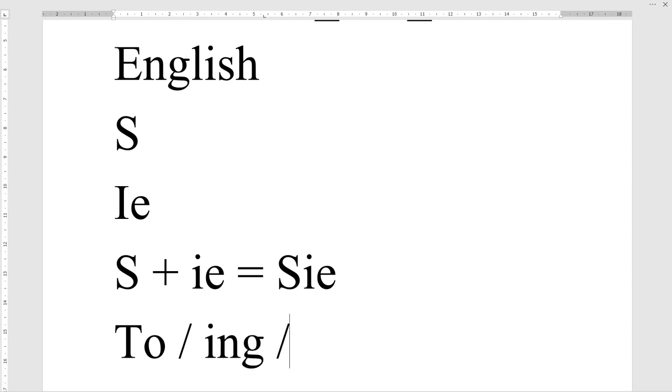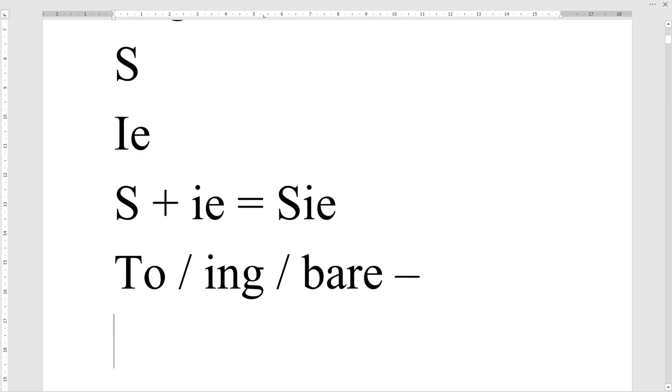The sound of infinitive in English is to, ing, and then the bare infinitive. The bare infinitive basically has no sign whatsoever. Now, for example, the verb to go is the infinitive, going is the gerund, and go is the bare infinitive. But we consider all of them as infinitives in English. Now, the equivalent of to, ing, and bare infinitive in German is en. This en is used at the end of the words in German.